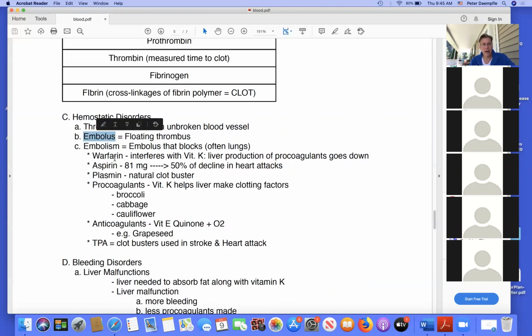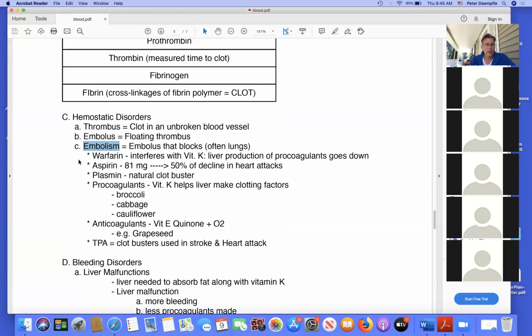The big danger is that it can float. A piece of it can break off and float around. So if you have a clot in your leg, for example, which is called a deep vein thrombosis, it can become an embolus, a floating thrombus. And when that lodges somewhere and blocks another thing, it's called an embolism, often in the lungs.